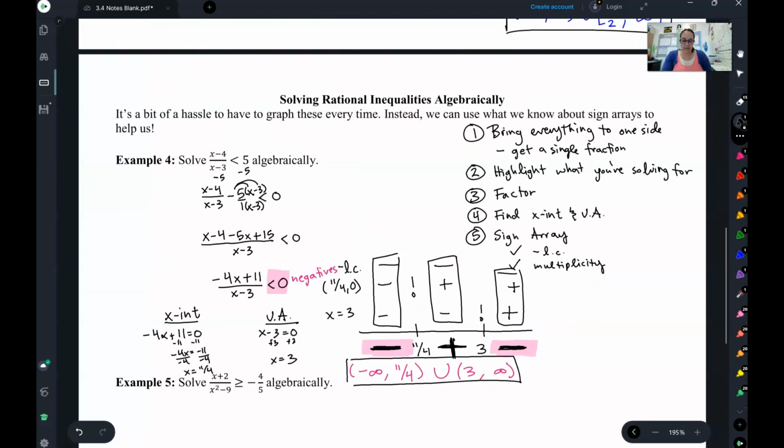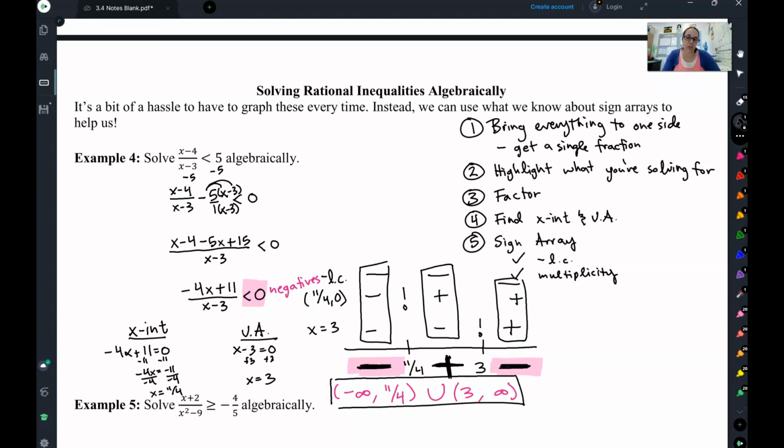So that is how we solve a rational inequality algebraically by hand. It uses mostly the same steps as we did from 2.6 with just a couple extra things we need to look out for. In the next video, we'll look at example 5 and do the same 5 steps with it.